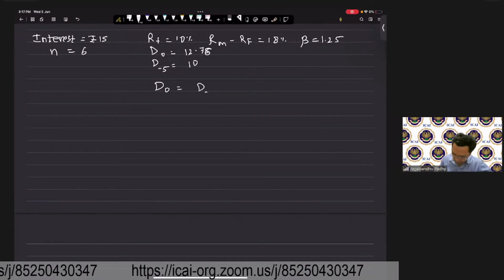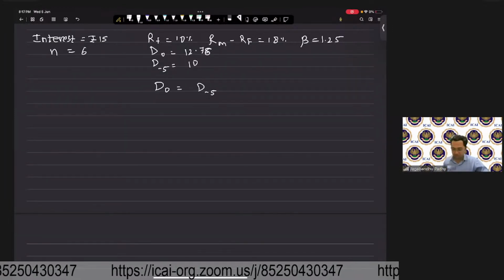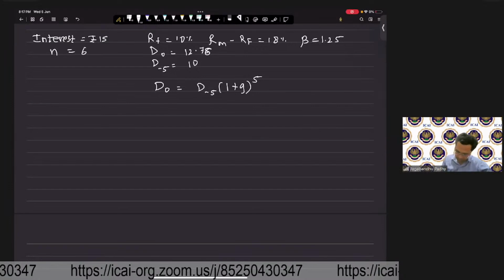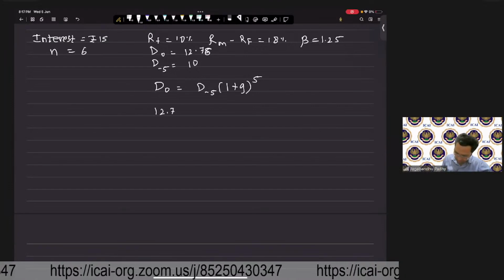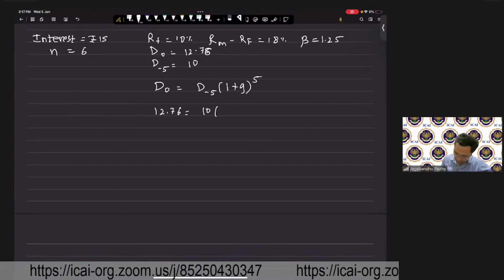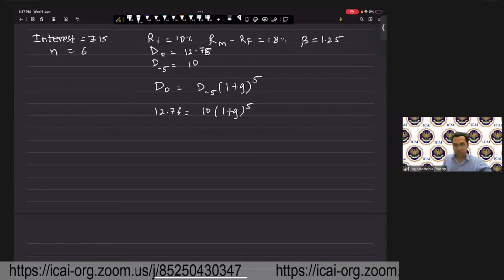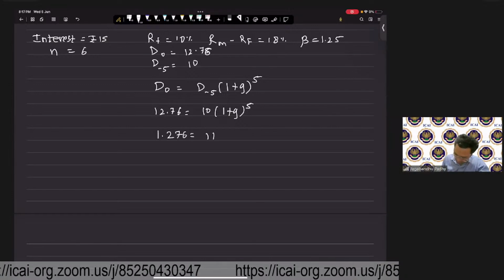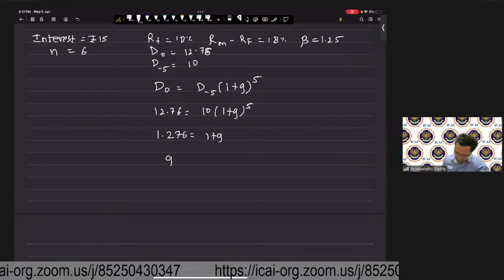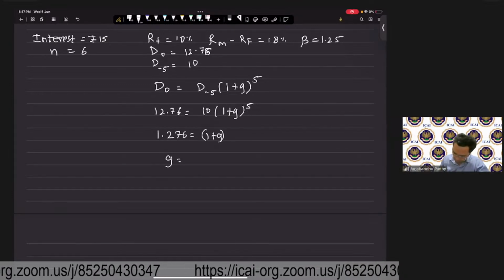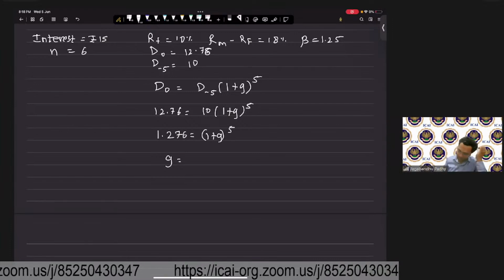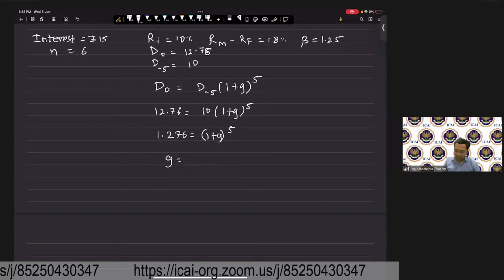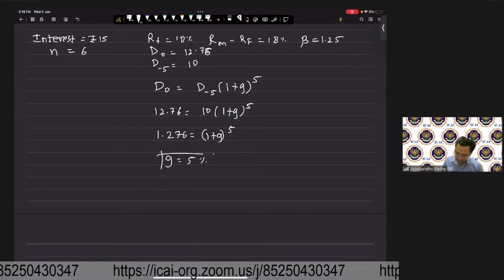D0 will actually be D minus 5, which is the dividend paid 5 years before, into 1 plus growth rate raised to 5. So this means 12.76 will be 10 into 1 plus growth rate raised to 5. That will be 1.276 equal to 1 plus growth, raised to 5. And if you solve this and check for the growth rate by trial and error method, you will find that the growth rate is essentially 5%.